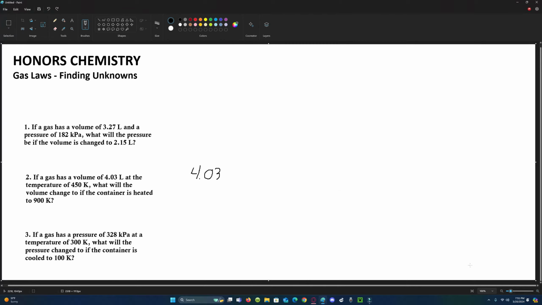Now we are on to the final problem. If a gas has a pressure of 328 kilopascals at a temperature of 300 Kelvin, what will the pressure be changed to if the container is cooled to 100 Kelvin? So, what this utilizes is a law named Gay-Lussac's law.